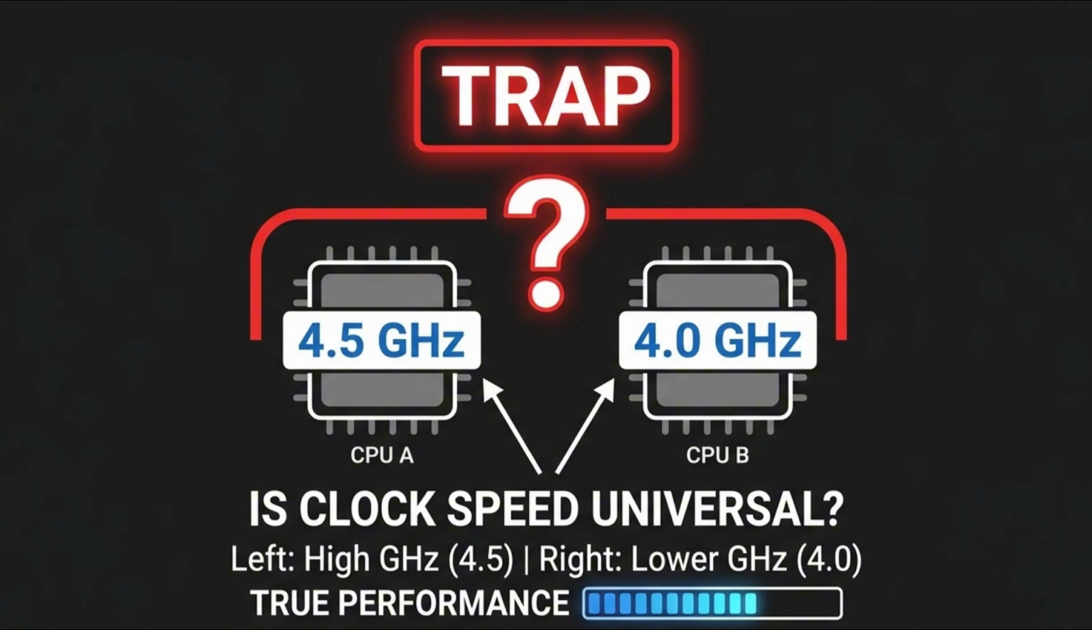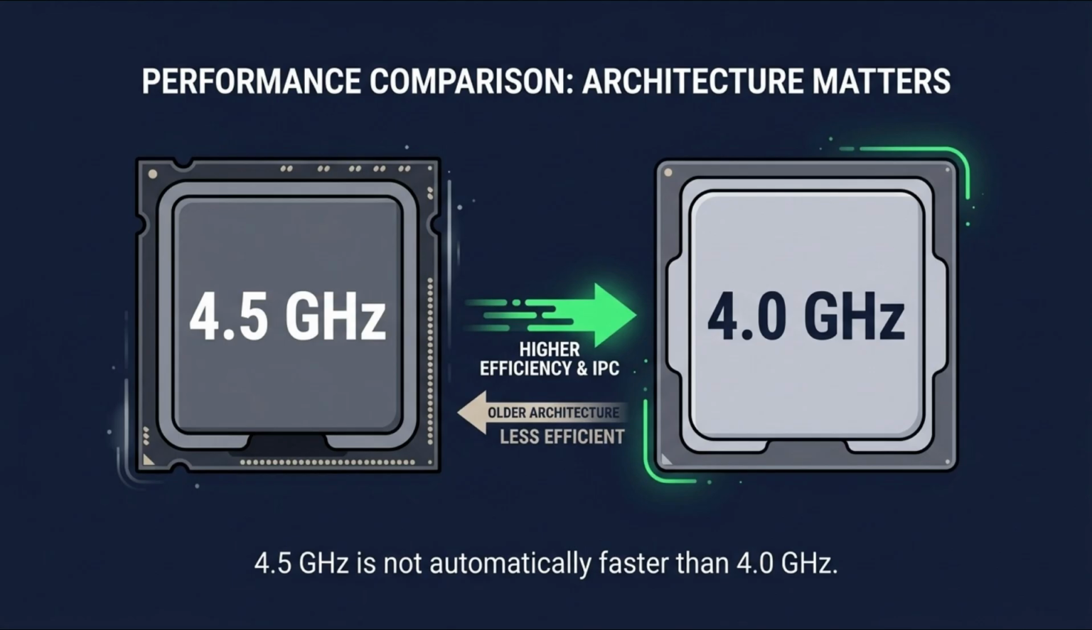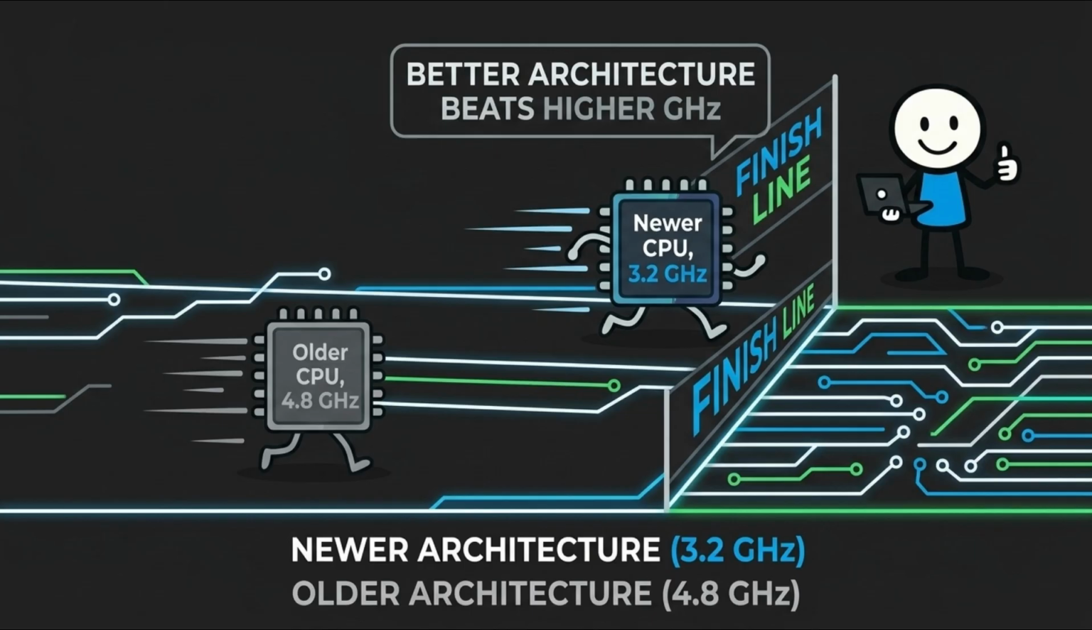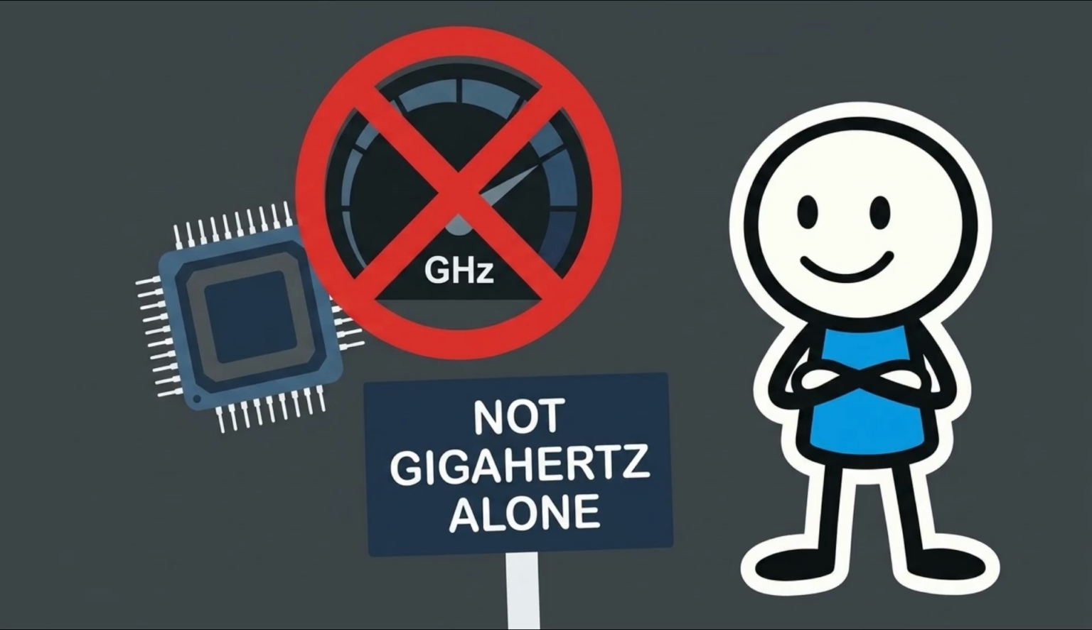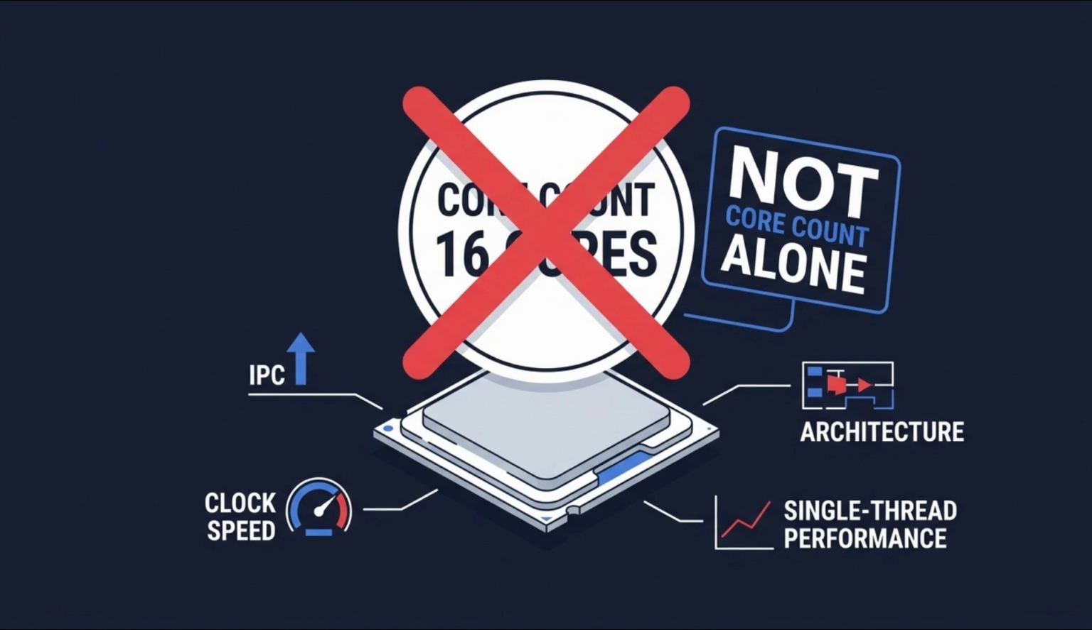But here is the trap. Clock speed is not universal across all CPUs. A 4.5 GHz CPU is not automatically faster than a 4.0 GHz CPU. Why? Because different CPU designs do different amounts of useful work per cycle. A newer CPU running at a lower clock speed can beat an older CPU running at a higher clock speed if its architecture is better. Architecture means the internal design of the processor, how it handles instructions, cache, memory, power, and efficiency. So you should not judge a CPU by gigahertz alone. And you should not judge it by core count alone either.